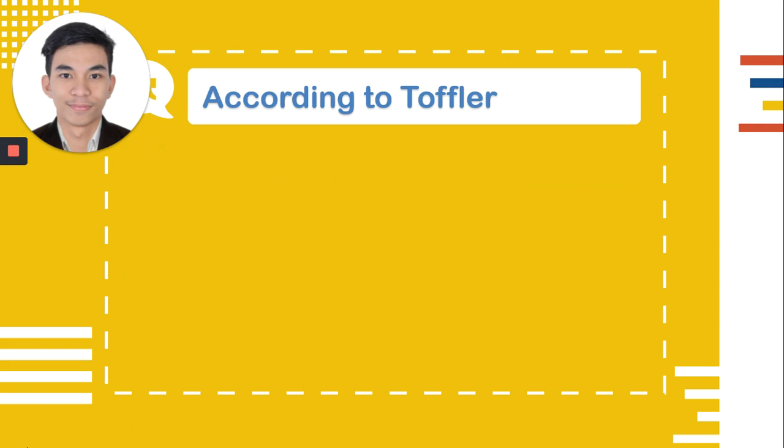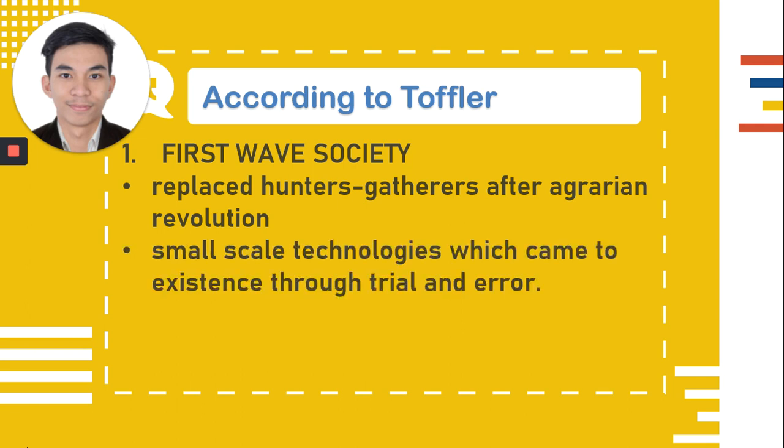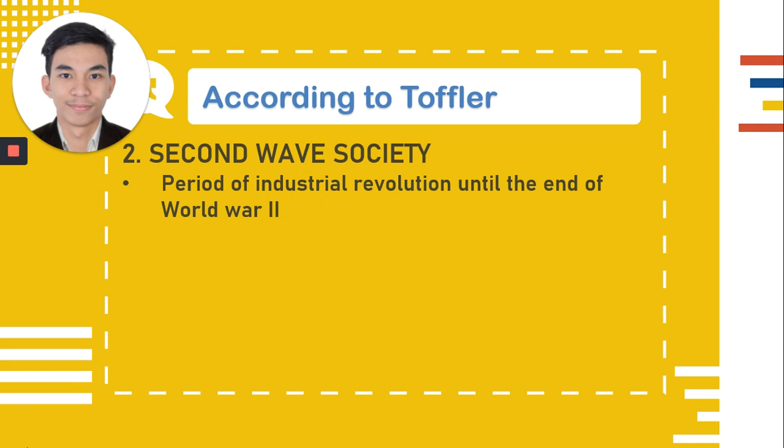Okay, the first wave of society is the one that replaced the hunter-gatherer society after the agrarian revolution. So people during this time used small-scale technologies which came into existence through trial and error. So it is more on the agricultural side. Okay, and then the second wave of society is the period of the industrial revolution until the end of World War II. So this wiped out the agrarian society or the agricultural society or the first wave society.